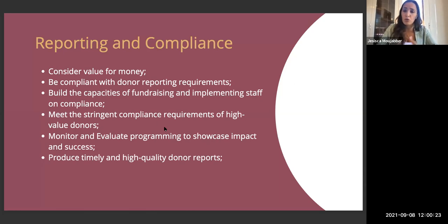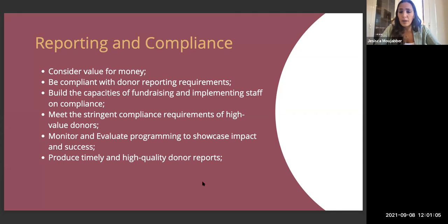UNICEF does have the system whenever you do not submit, and it's not just the narrative, it's the narrative and the financial. Their system internally goes red. And that's why the focal point usually comes back to you and says, hey, where's the report? You're late. So it's important to reassure your donor. It's important to show your donor that you can meet stringent compliance requirements, specifically for the high value donors. Some donors are quite flexible. They do not have such difficult requirements, but it's important to show your donor that you can implement properly, you can keep this communication, and you are able to abide by the compliance requirements.